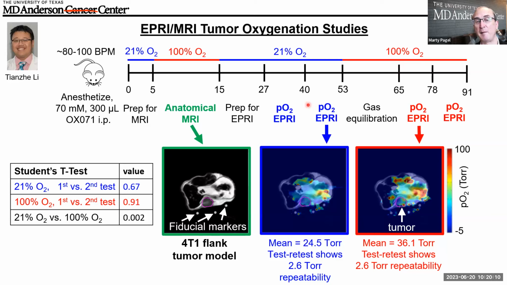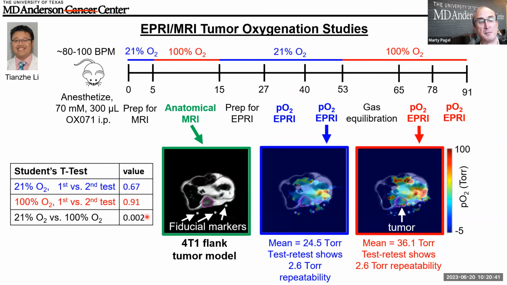We're also doing test-retest in this study. That way we can measure what the difference is between the two scans for each of the 10 mice in the study. We're able to show that there's 2.6 torr of repeatability for both the 21% and 100% O2. So it's nice that it came out to be the same. And of course, if you look at the two scans done with medical grade air, 21% O2, there is no statistically significant difference.